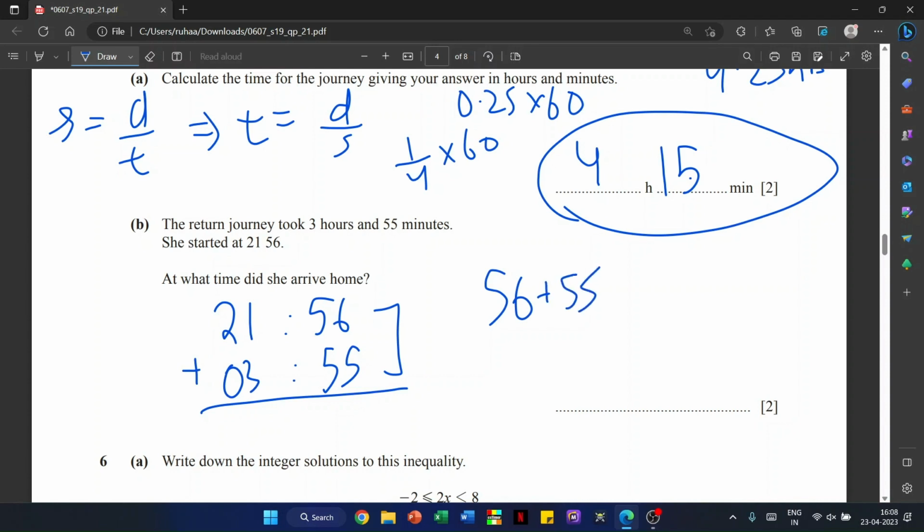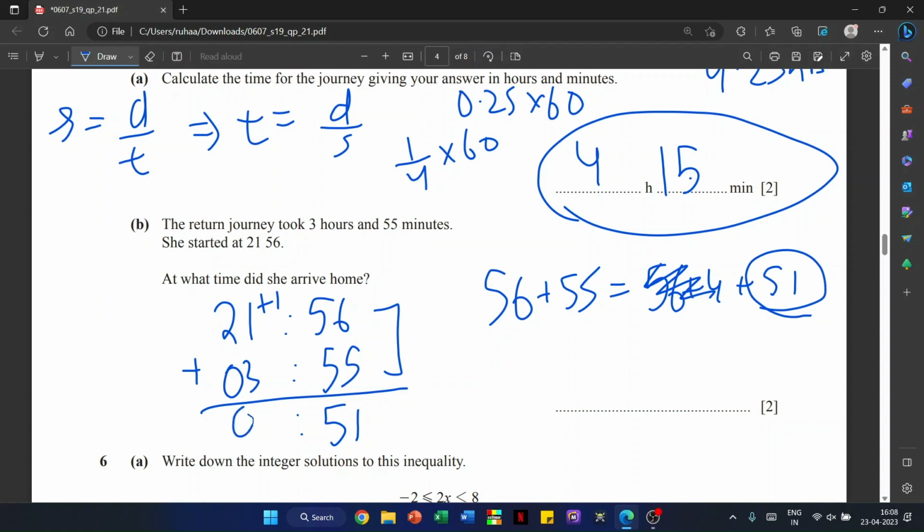56 plus 55 minutes is nothing but 56 plus 4 plus 51. 56 plus 4 is one additional hour. So I'm just going to cancel this out. This additional hour goes over here, and this is going to be the remaining minutes. So this is 51 minutes. Now 21 plus 1 is 22 plus 3. 22 plus 3 is 25, but there are only 24 hours in a day. So this is going to be 01 instead.